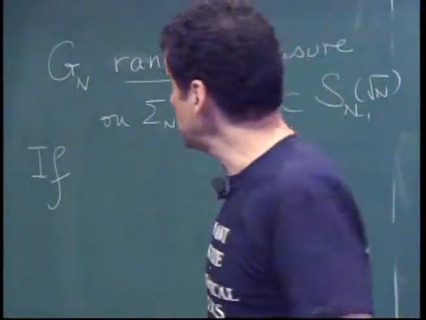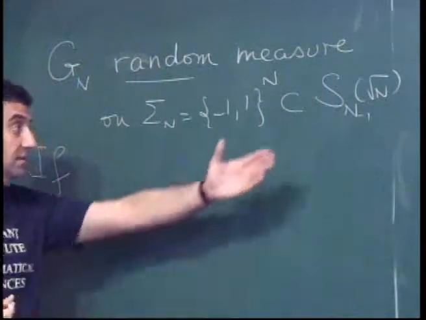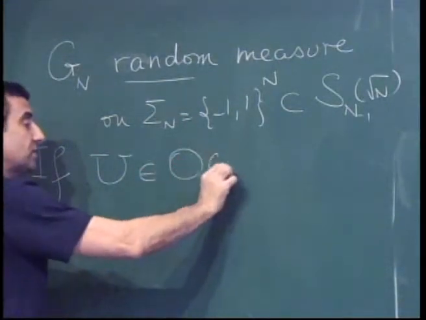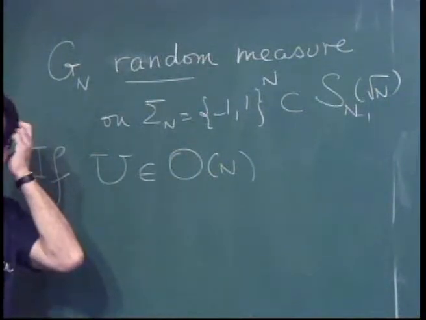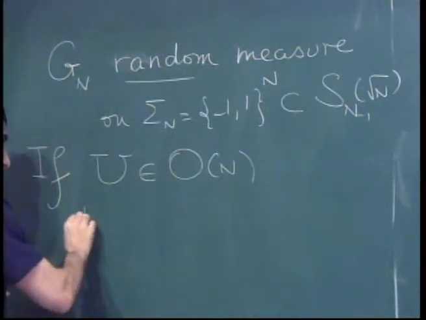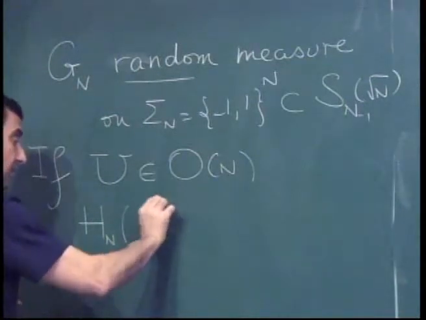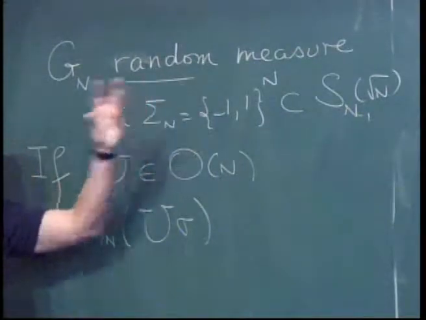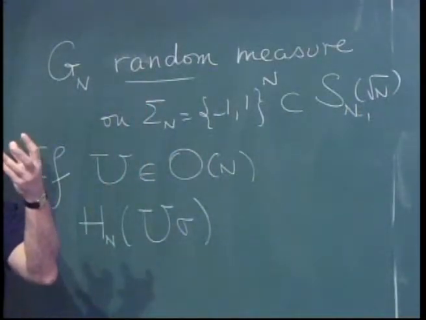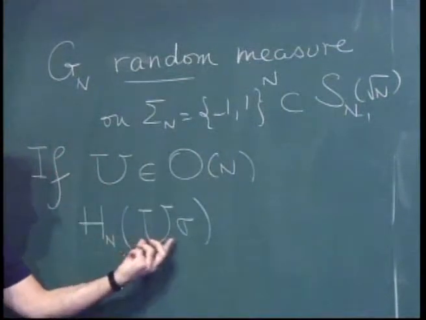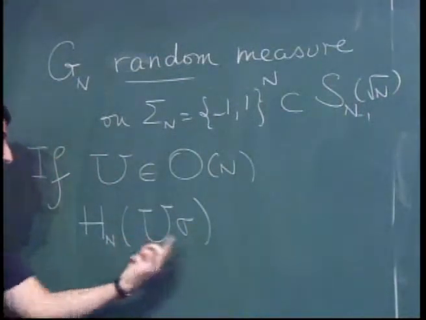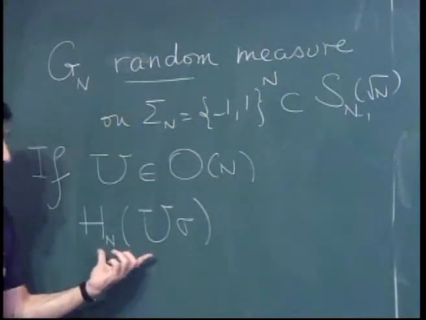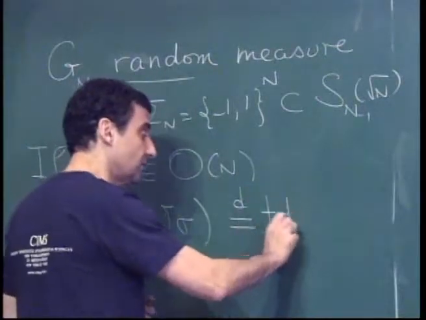But now what happens if you take an isometry of the ambient space of the sphere? So if you take U to be an orthogonal transformation, and now you take Hn of U of sigma. So you take your spin configuration, which is on the vertices of the cube, and you rotate it. Now when you've rotated it, this thing is not necessarily back on the cube. But this object is well defined. In fact, it's the same thing that we define on the sphere. The distribution of that is the same as the initial distribution.